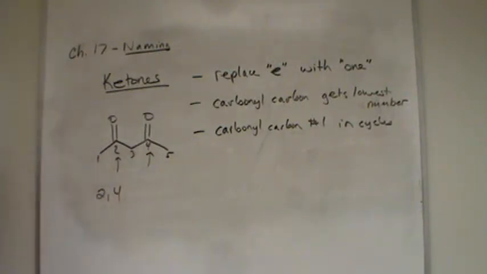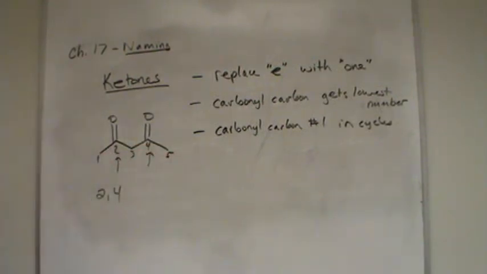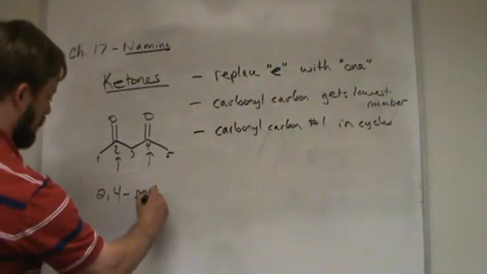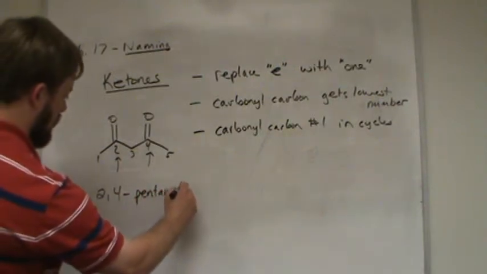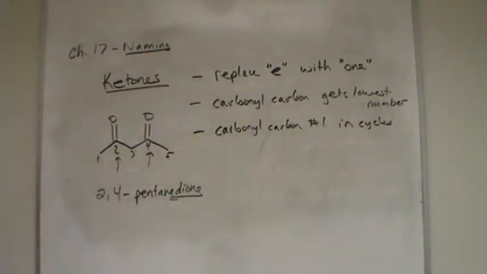2, 4. We have to specify that because it could be a 3 or it could be a 1 and 3, or however we number. So it's 2, 4 pentane dione. Notice that we kept the E on there because it's not next to another vowel. So it's 2, 4 pentane dione.